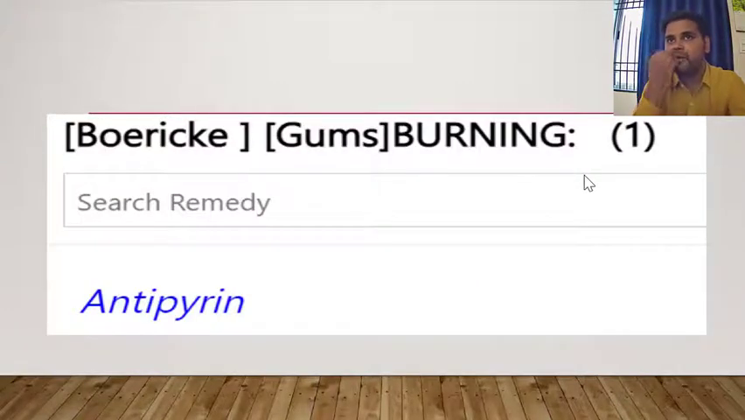Gums, burning, especially lots of burning in the gums. Think of Antipyrinum as a remedy. Think of some allergic skin cases, a person who has some facial allergy, lots of burning in the face, lots of redness in the face. Think of Antipyrinum. It's written in Boericke's Materia Medica. Read this remedy, especially the face chapter and the mouth chapter.